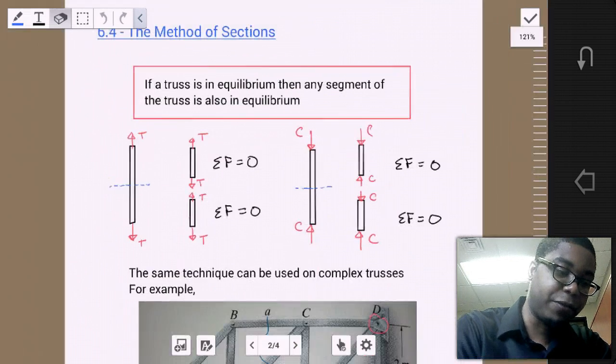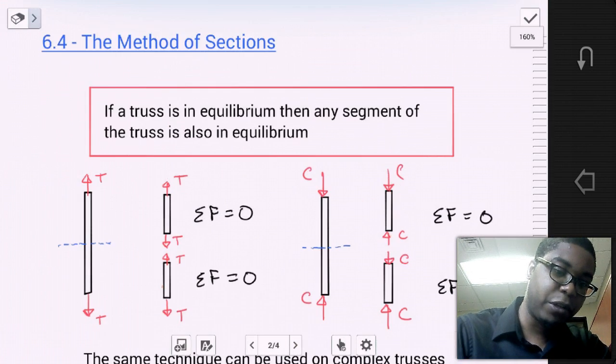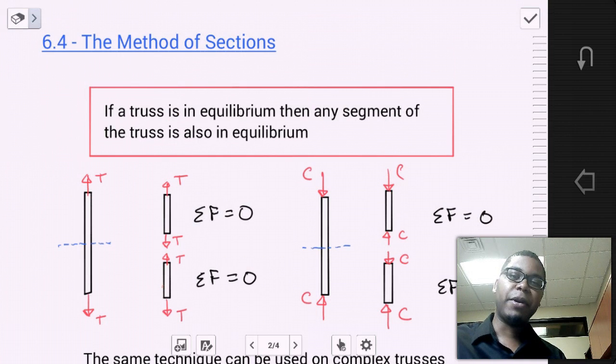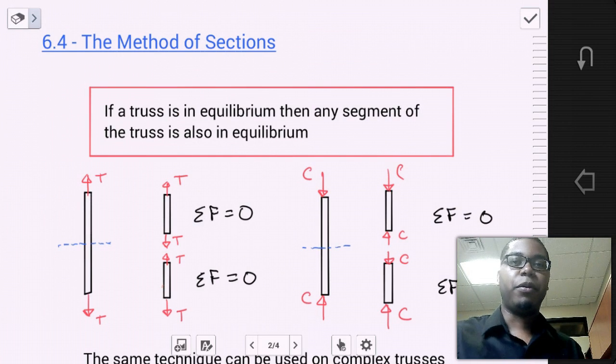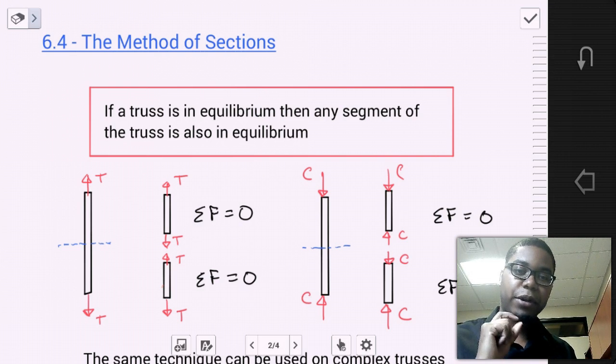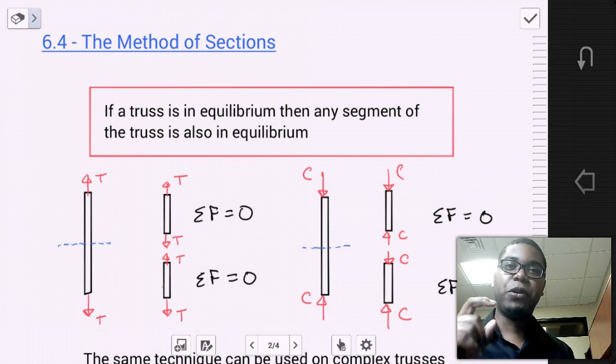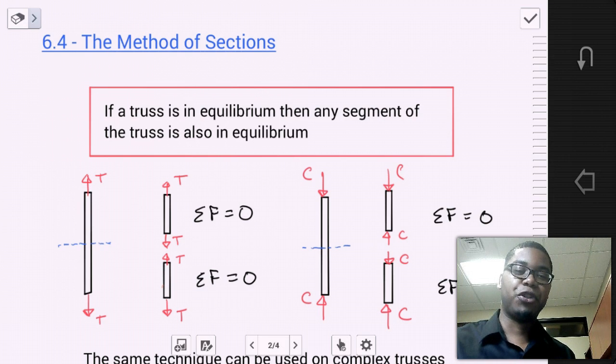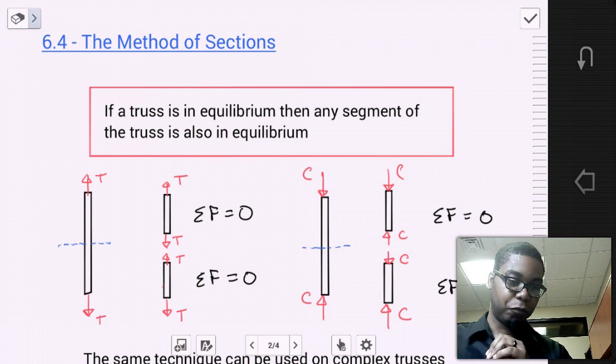Now let's look at the method of sections. Previously we learned the method of joints. And the method of joints stated that we could apply the equations of equilibrium at various joints or at individual joints that connect a truss system. In the method of sections, instead of segmenting and applying the equations of equilibrium to individual joints, we're going to section a geometry and apply the equations of equilibrium to sections.